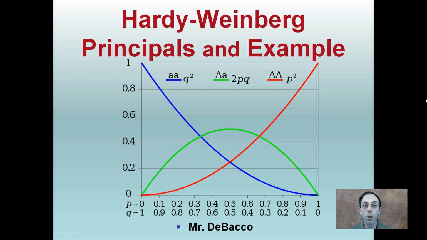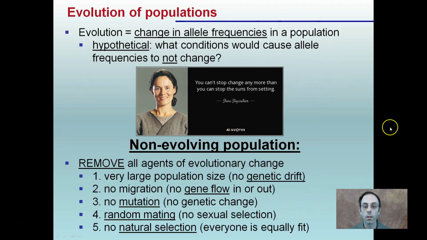Alright, in this video I'm going to go over the Hardy-Weinberg principles and also an example. Hopefully after we go through this, the graph here will make a little bit more sense. So, starting with evolution and populations. Evolution is a change in allele frequencies, but hypothetically, what if conditions would cause allele frequencies not to change?